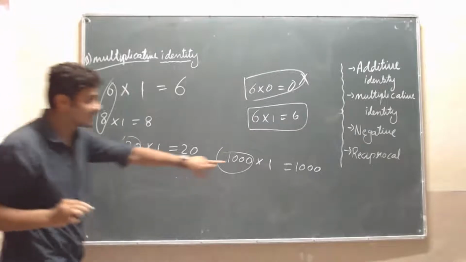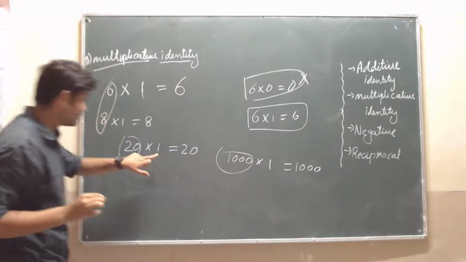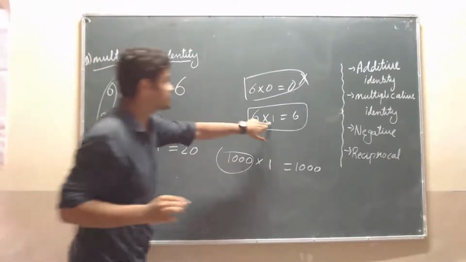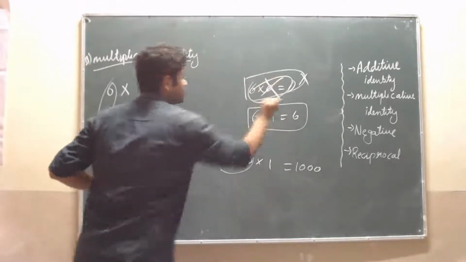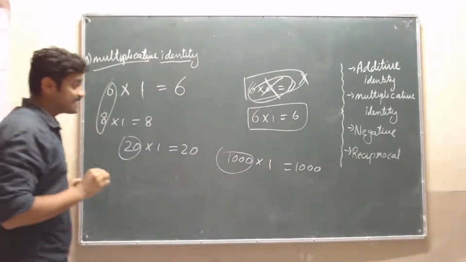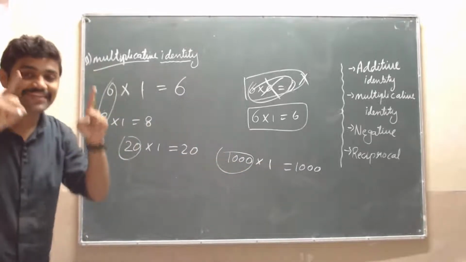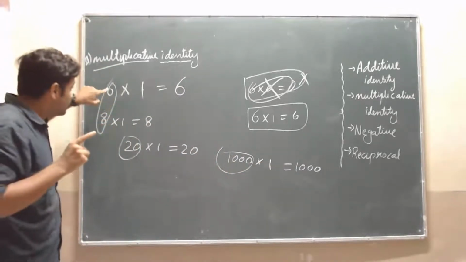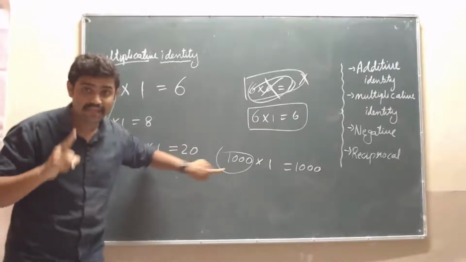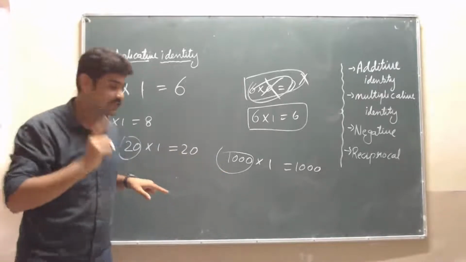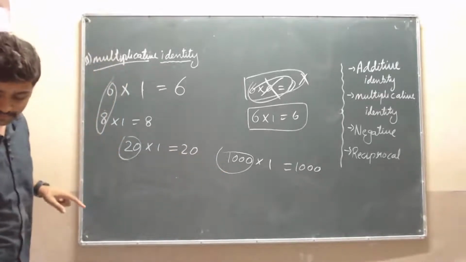What is the identity here? 1. See, here is 1, here is 1, here is 1. Okay, then we can say that 1 is the multiplicative identity for which numbers? Natural numbers. Yes, I will write it here.